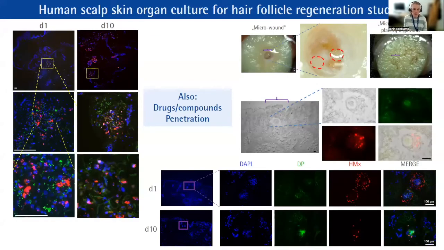Briefly, just to say that this model also helps to understand how injected cells behave in the skin. This is interesting in terms of regenerative medicine purposes, so we can label the cells and then track them within the scalp skin. And also this is possible for drug or compound penetration studies if they are fluorescently labeled, for example.